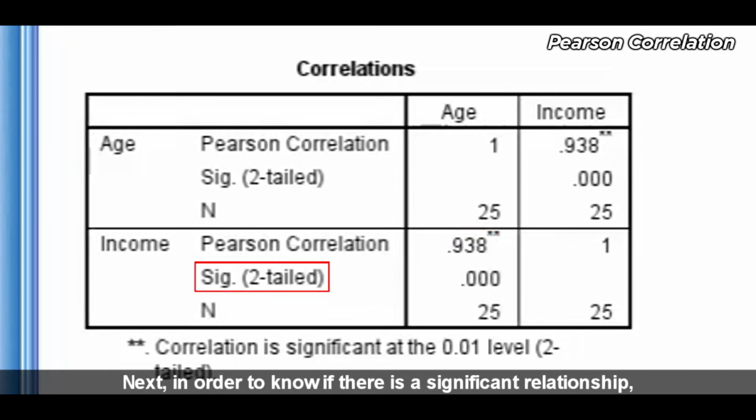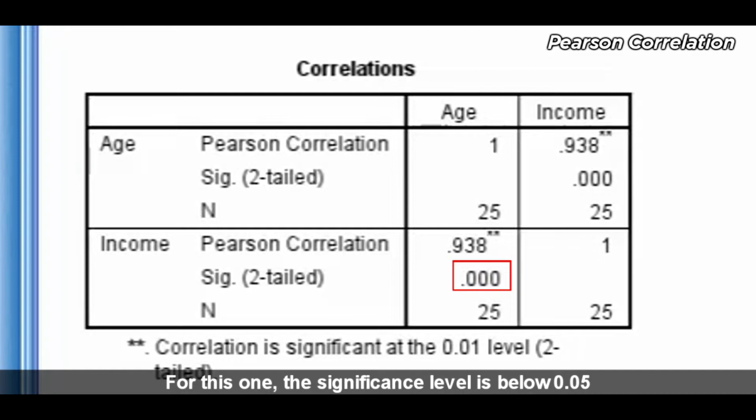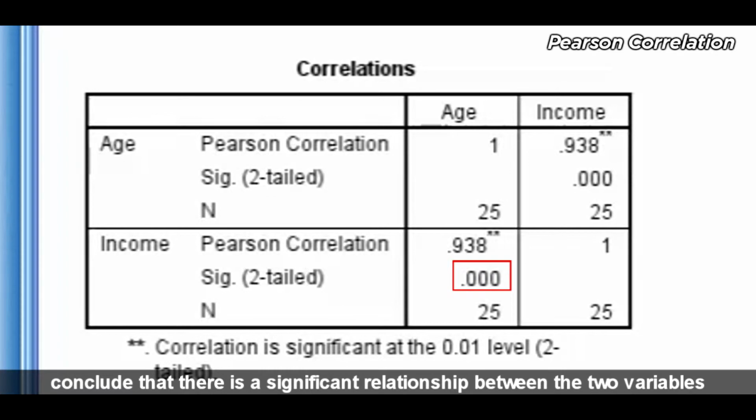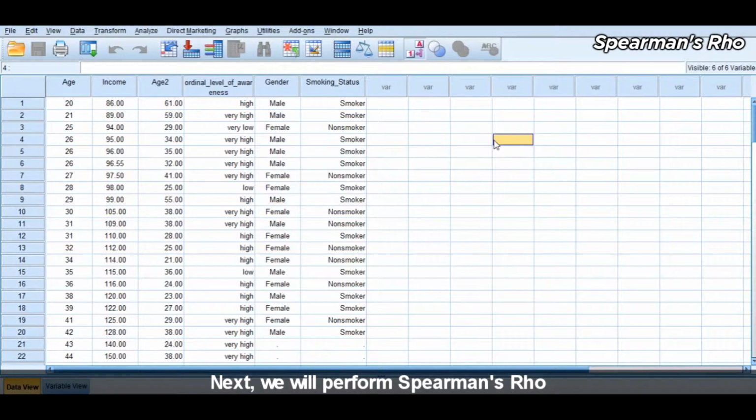Next, in order to know if there's a significant relationship, let's look at the significance level and check if it falls below or above 0.05. For this one, the significance level is below 0.05. This means that we will reject the null hypothesis and conclude that there is a significant relationship between the two variables. Next, we will perform the Spearman's rho.